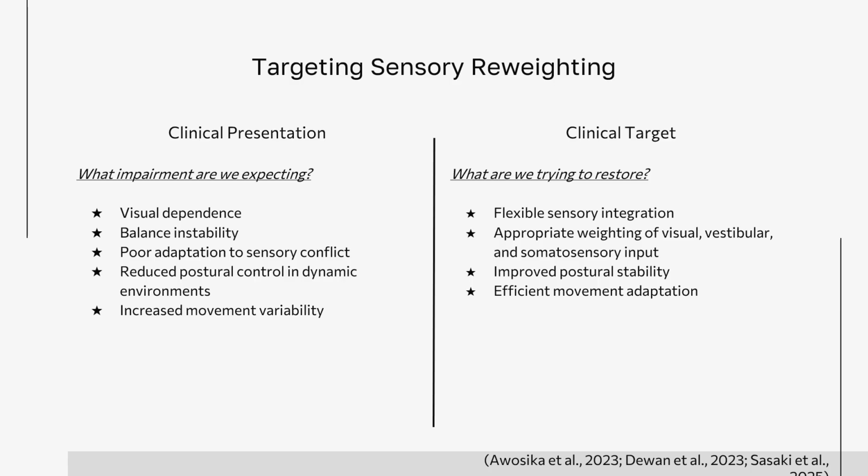So clinically, what we're trying to restore in these patients is flexible sensory integration, the appropriate weighting between vision, vestibular sense, and somatosensory input so they can stop being so heavily reliant on vision. Improving postural stability and efficient movement adaptation so that they can have the fluidity of movement that humans have, so that they can do the tasks that they need to do at the level that they want to do them at.